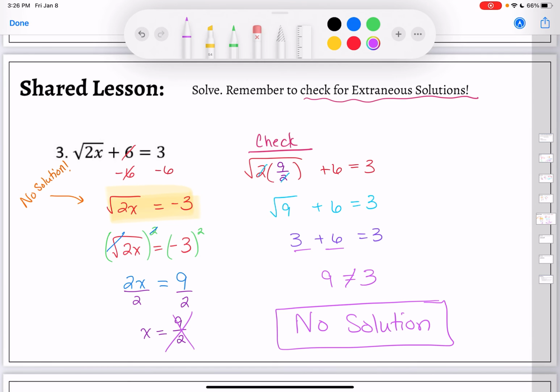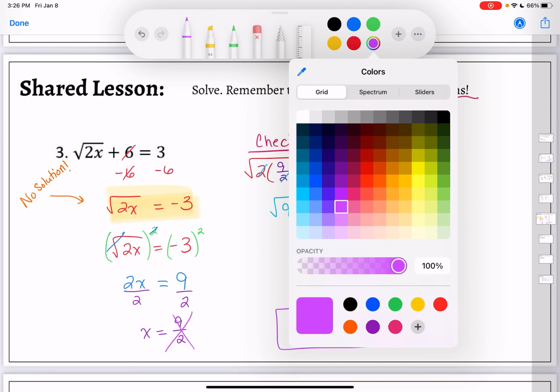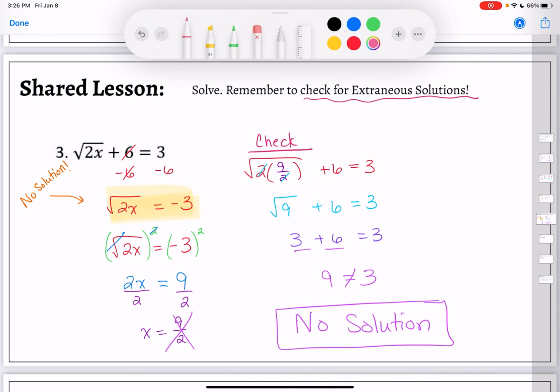But this answer that we had, this 9/2, we call this an extraneous solution. It was an answer that we got that didn't work. Okay, so don't write your answer as extraneous solution. That doesn't make any sense. Your answer is no solution. But that number that we got originally, we call an extraneous solution, a number that doesn't work.